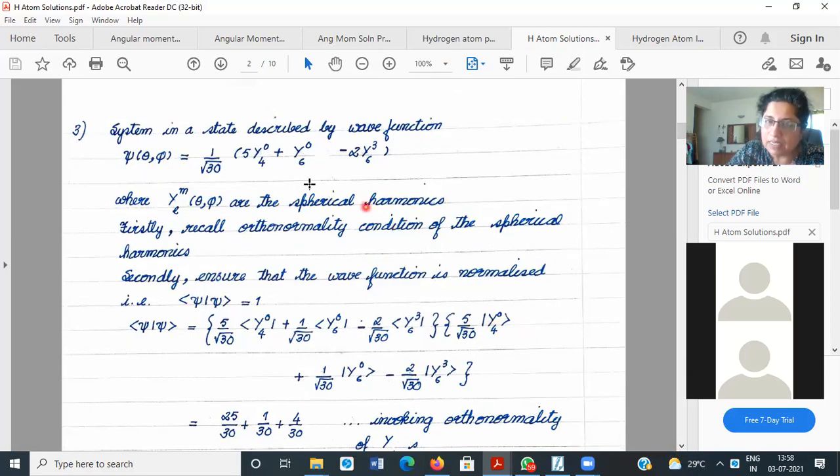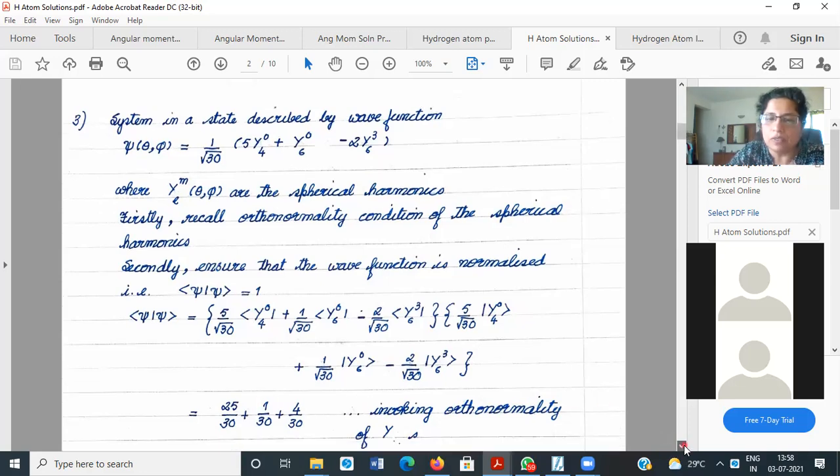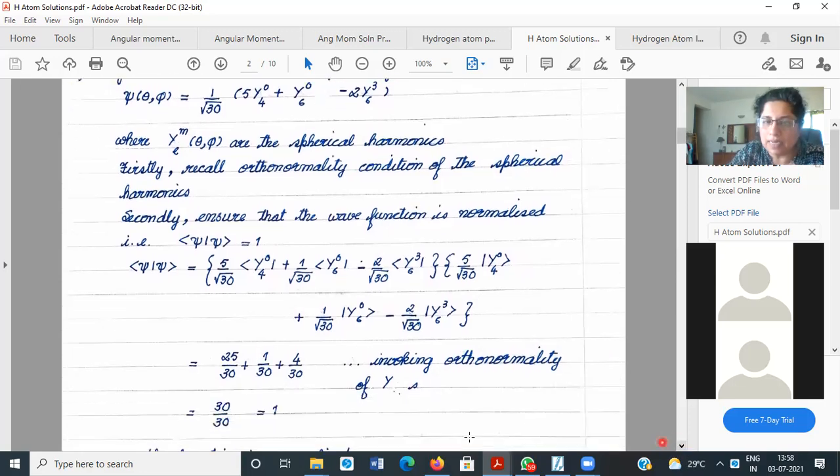Remember that the spherical harmonics are all orthogonal to each other. If L doesn't match or M doesn't match, the inner product is going to give you 0. Otherwise it should give you 1. Using that, you realize that the wave function is actually normalized. Remember again, this is a common way people catch you off guard, so make sure the wave function is normalized.